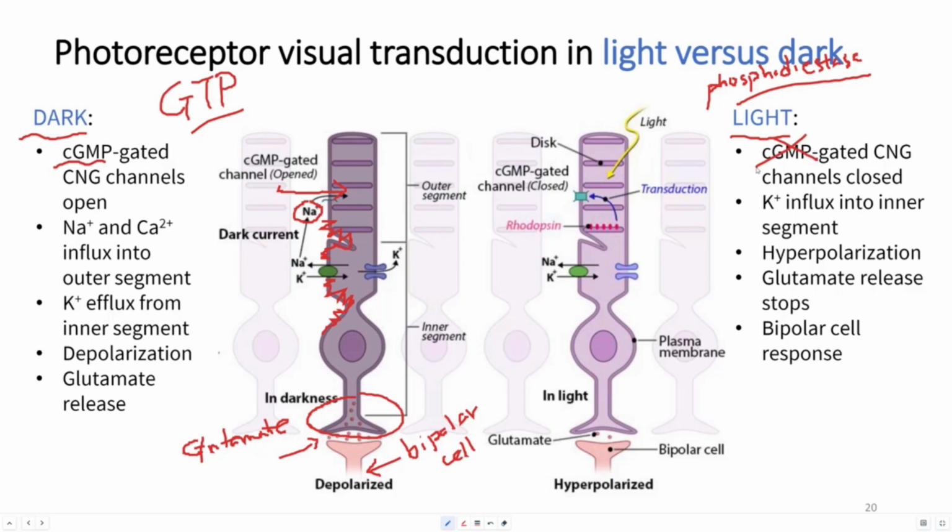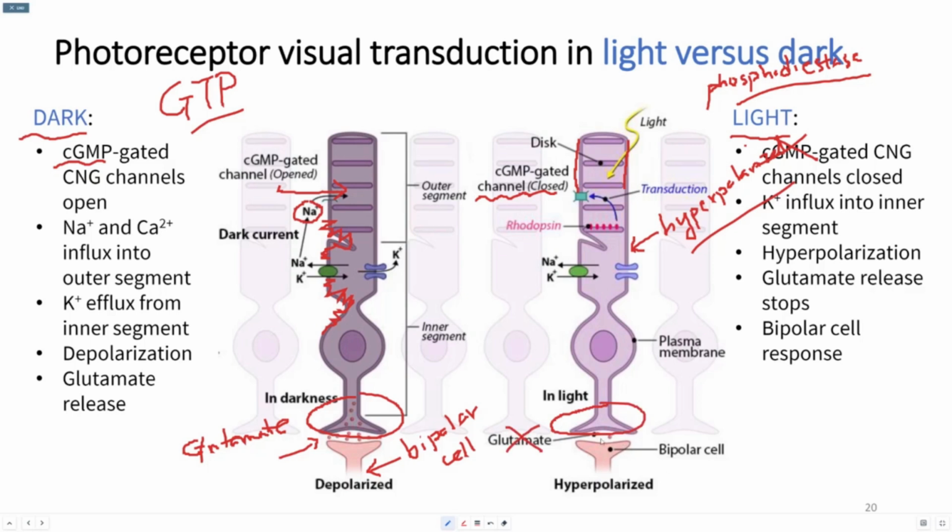This will then cause a lowering amount of cyclic GMP, leading to the closing of the cyclic GMP channel. Now, because this door is closed, there are no ions and no sodium going into the cell. This membrane is now not depolarized. There is no potential going through this membrane, causing this cell to be hyperpolarized, and therefore the voltage-gated calcium channels are closed and there is no glutamate being released.